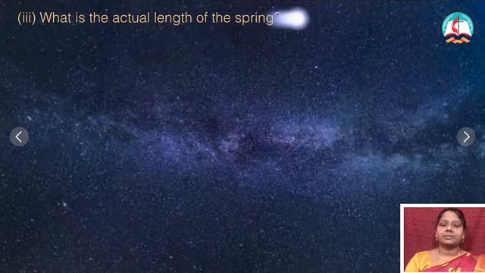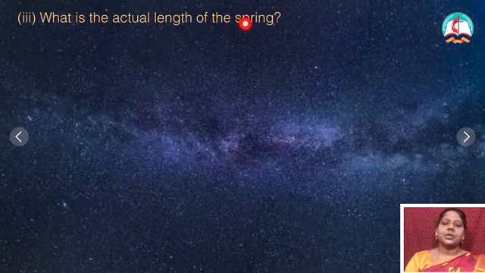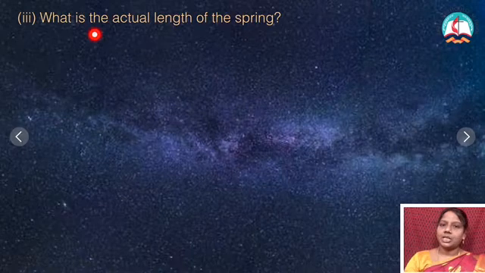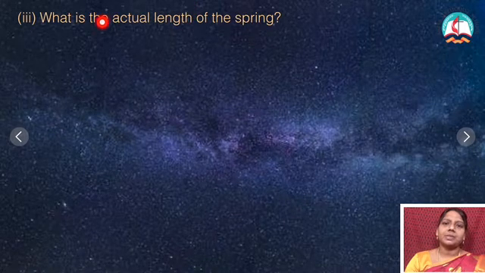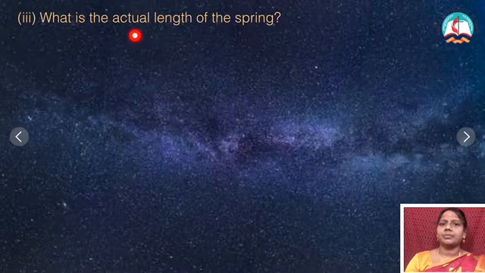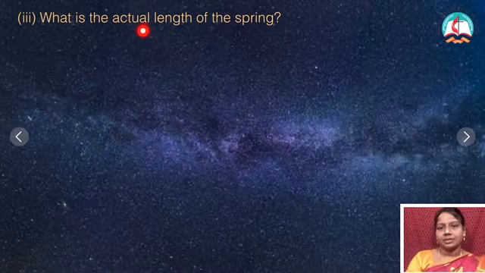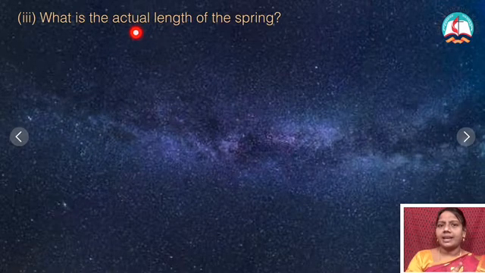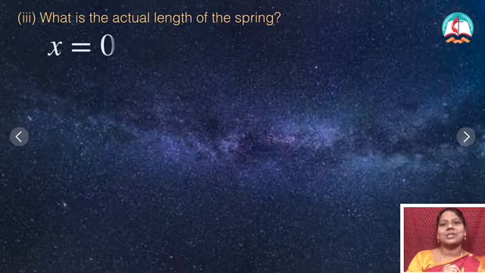Now, the third one. What is the actual length of the spring? We are adding weights on it. That's why it is giving us some more length, that is, it is coming down. Now, we are going to find out the actual length of the spring. If I am adding weight, the length is coming down. I don't want that length. I need only the actual length. That means I need to take my weight equal to 0. I should not put any weight on it.